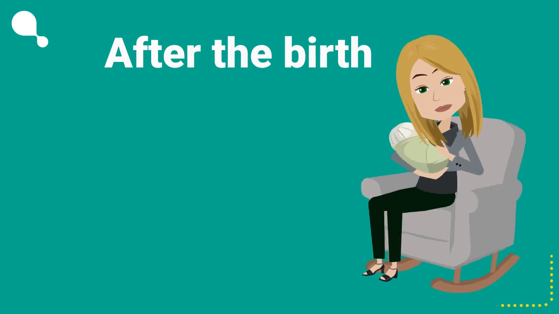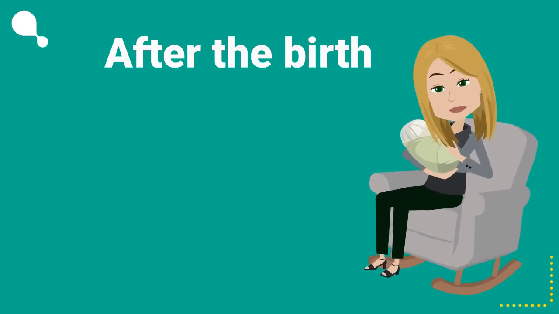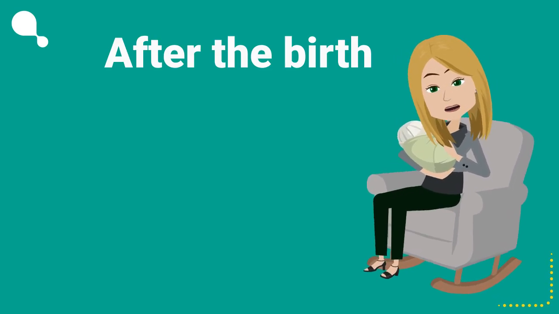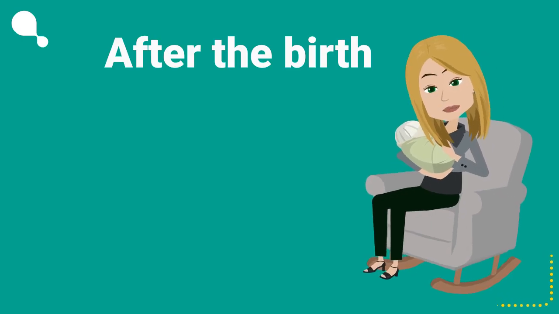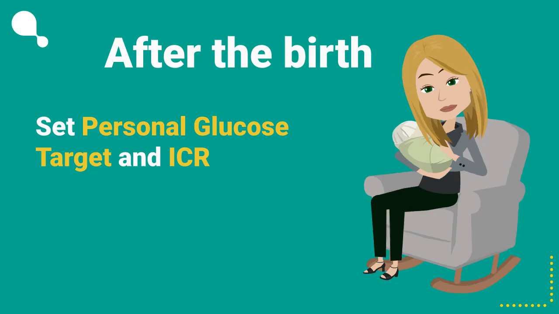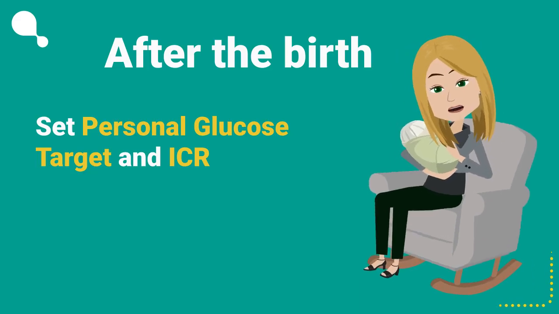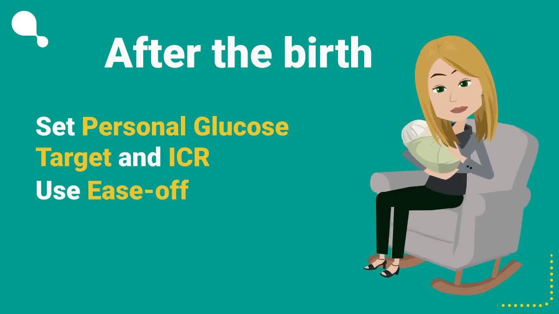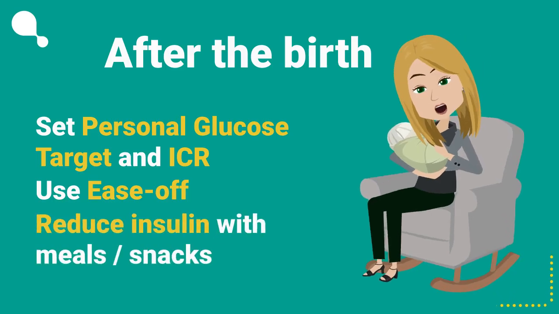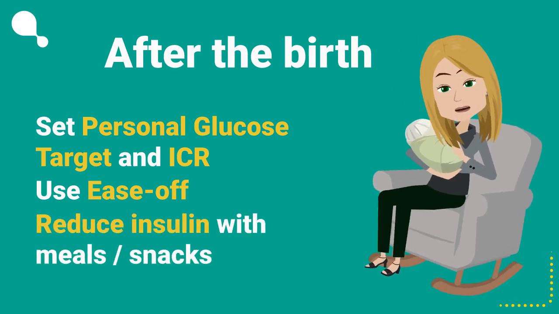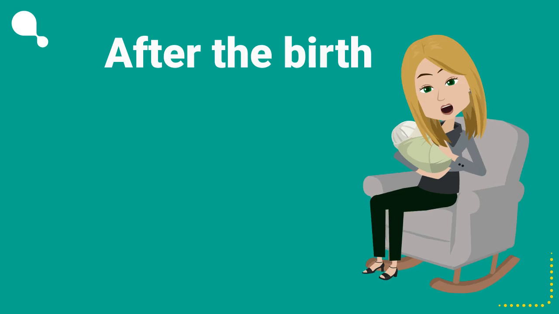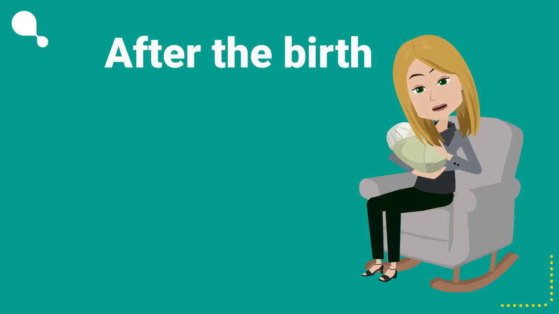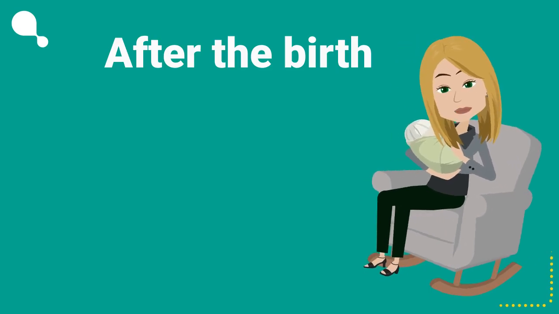After the birth, very little insulin may be needed in the first 24 hours. The real priority is to avoid hypos. Remember to set your new personal glucose target and insulin to carbohydrate ratios in the app. Consider using Ease Off to make the algorithm more relaxed and reducing the pre-meal insulin bolus, especially if breastfeeding. There is no need to try restart the algorithm. It will quickly adjust to your post-pregnancy requirements.